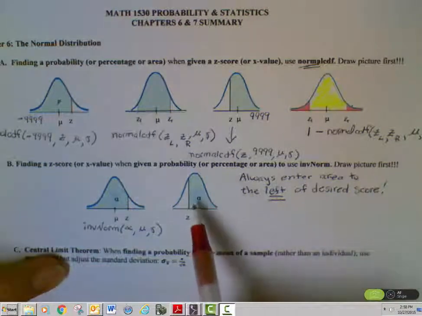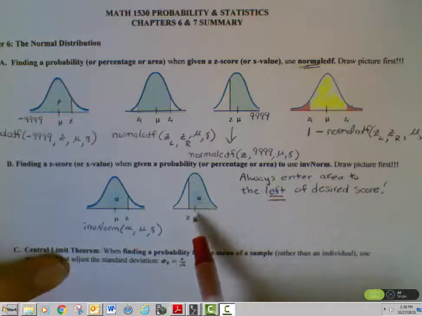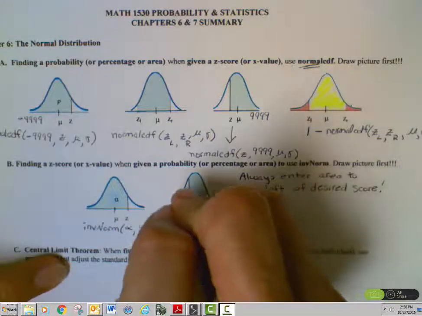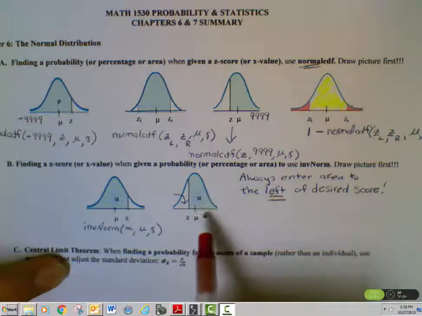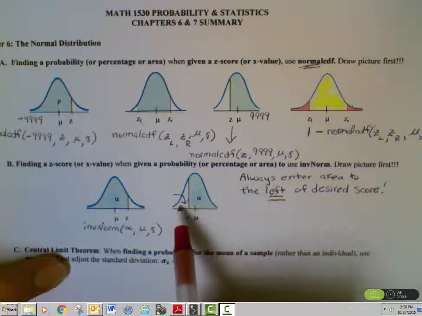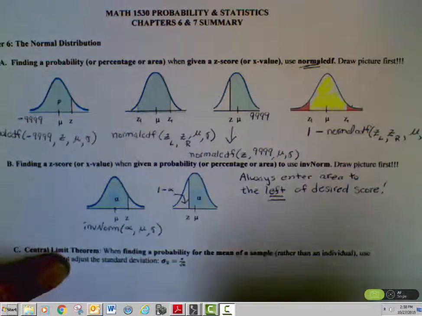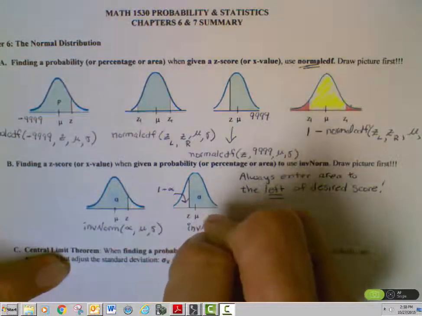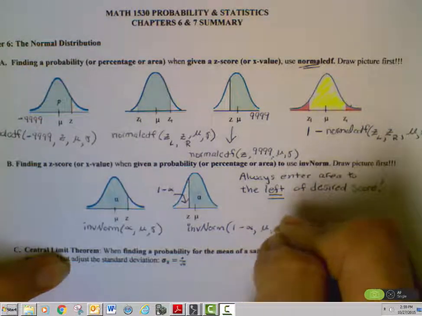However, if I give you this diagram and I've told you the area to the right, then you can't use the area to the right. Inverse norm, you have to enter the area to the left. If you know that the area to the right of the score you want is alpha, how do you find the area to the left of the score you want? Well, if the area to the right of z is alpha, then the area to the left of z is 1 minus alpha, and that's what I have to enter on the calculator. Inverse norm, not alpha, but 1 minus alpha, and then the mean and the standard deviation.